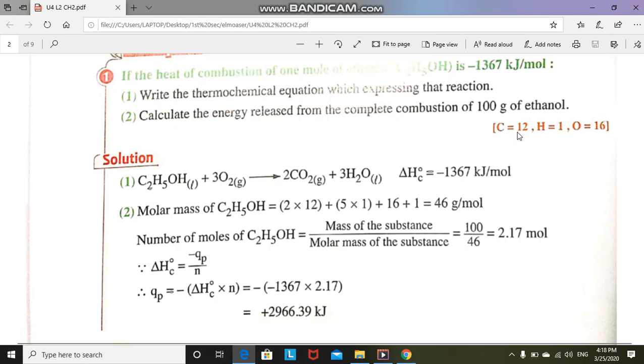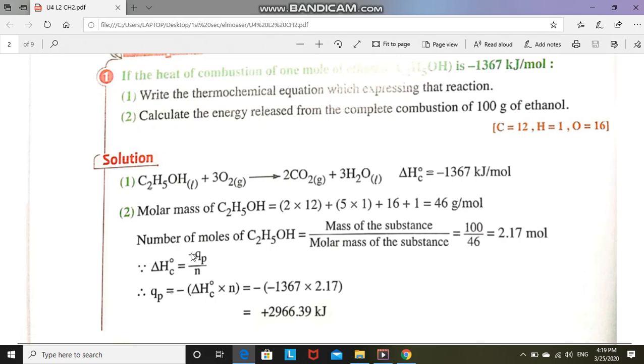Okay, we have carbon here, we have 12 times 2 plus 5 times 1 for hydrogen, the atomic mass of hydrogen, plus 16 and plus 1, the last one. Okay, so we have the molar mass of ethanol 45 gram per mole. Number of moles of ethanol, we have the mass over molar mass. Mass divided by molar mass produces the number of moles.